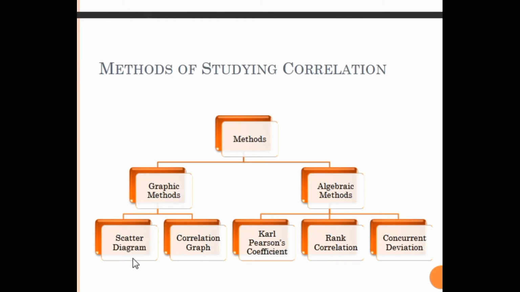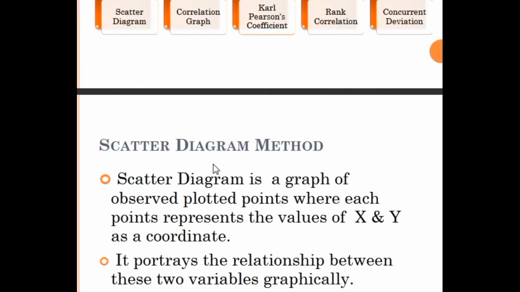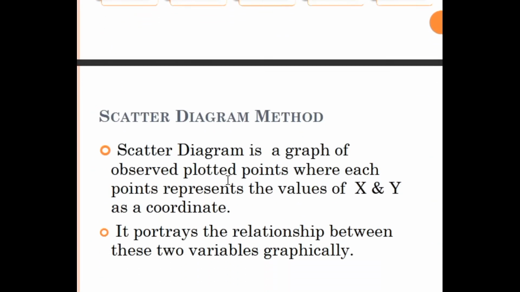In the graphic method we have two sub methods, one is scatter diagram method, two is graph method, that is correlation graph method. In the algebraic way, we have three methods: Karl Pearson, rank correlation, concurrent deviation, right? So move one by one now. First one is scatter diagram method.